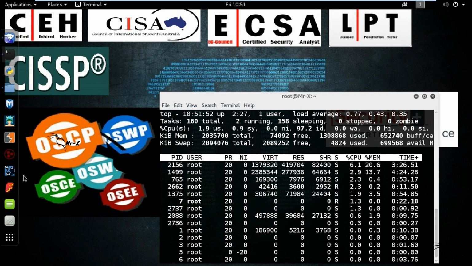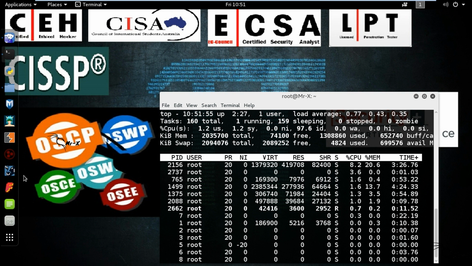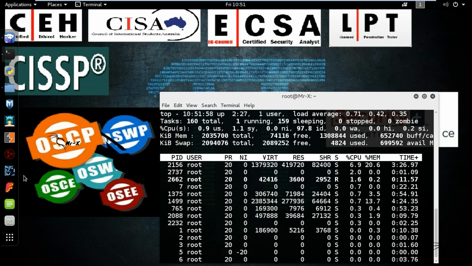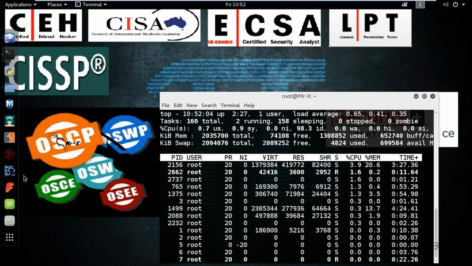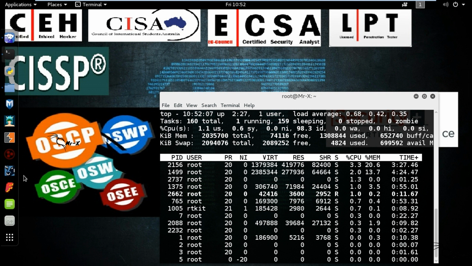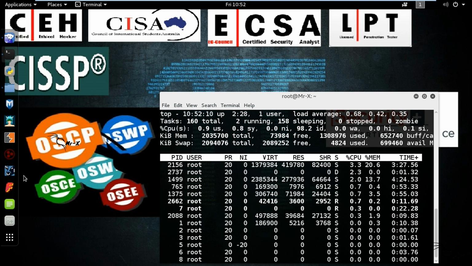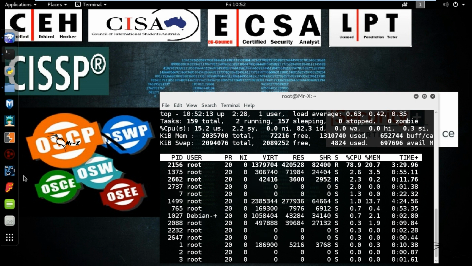OSCP versus other security certifications. As I have taken CompTIA Security+ and looked at other certifications like CEH, GPEN, CISSP, I would say no other certification could give me so much fun, enlightenment, and frustration as OSCP, because of the lab environment factor.